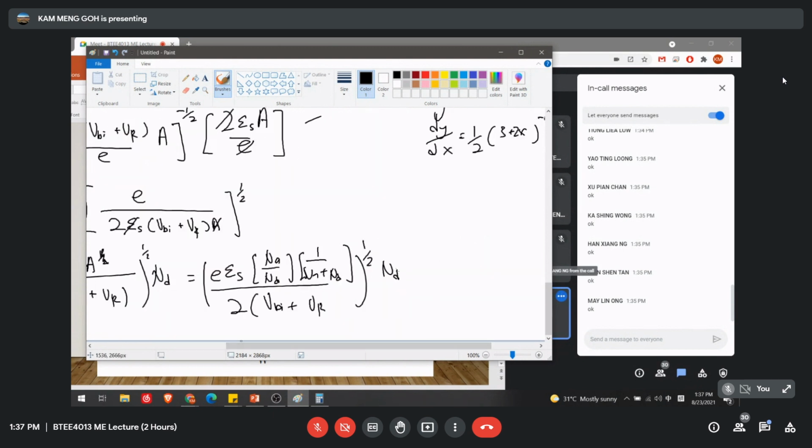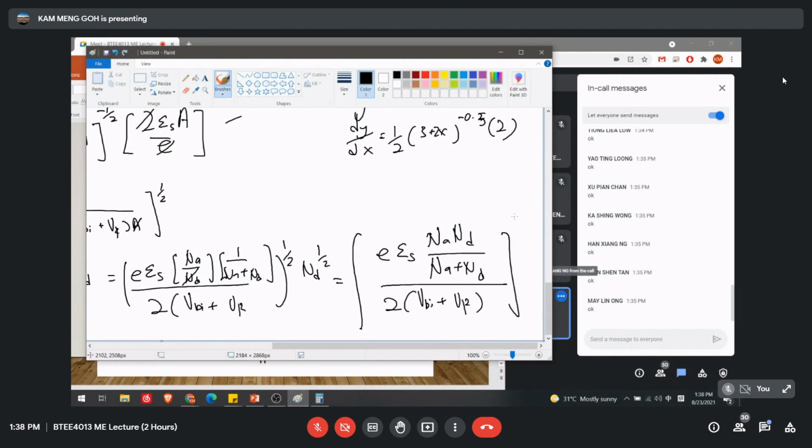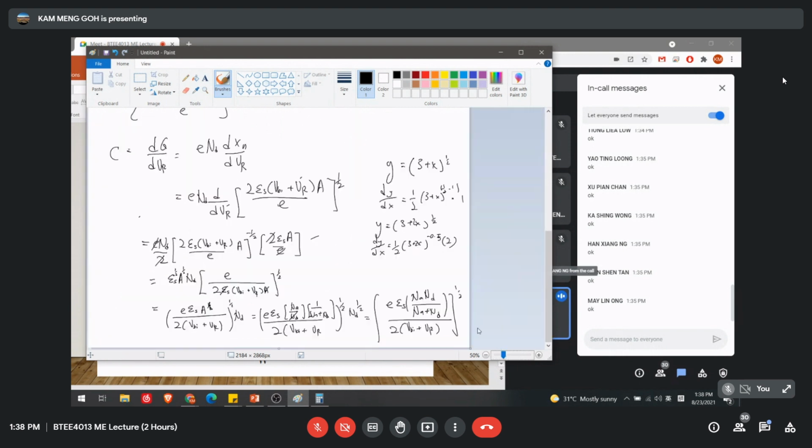Okay, since ND is here, also ND is here. Okay, so this thing we can remove, then we left a half here. US, NA ND divided by NA plus ND, 2 VBI plus VR, half. Okay, and then we can try to further move it into bottom here. Okay, let me expand this.